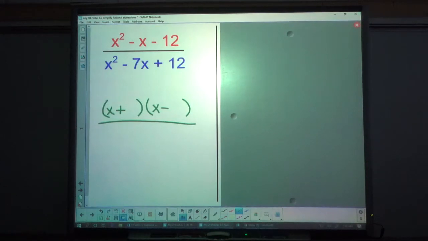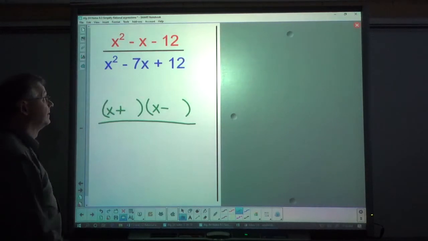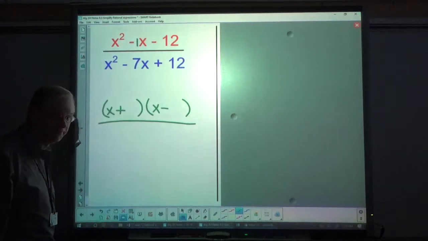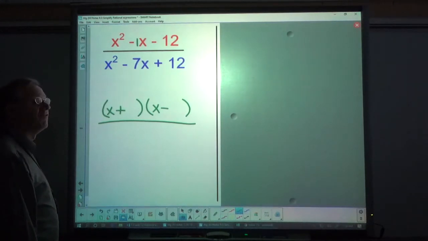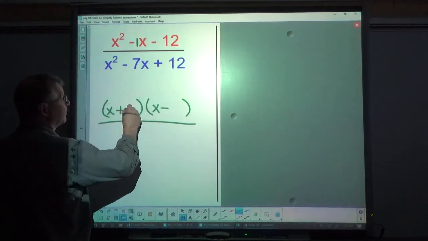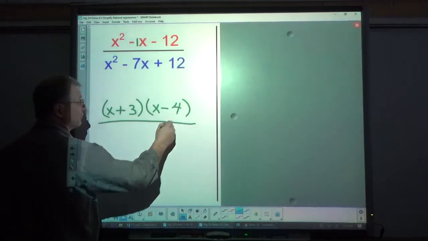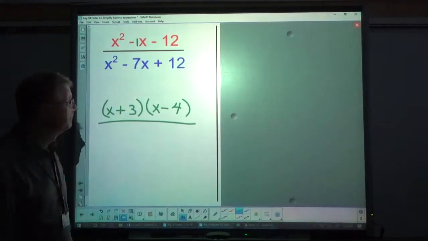And I need a pair of numbers that multiply to 12. And because these are different, they differ by 1, because that's understood to be a 1. Technically, it's a negative 1. 4 and 3 multiply to 12 and differ by 1. So I want the 3 to be positive and the 4 to be negative. That's going to give me my negative 1.